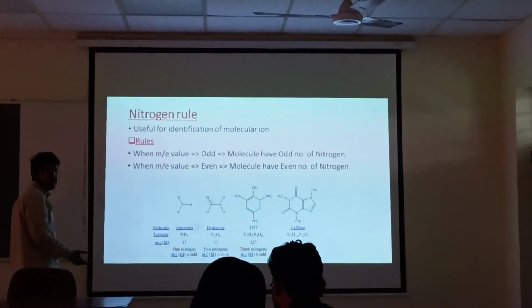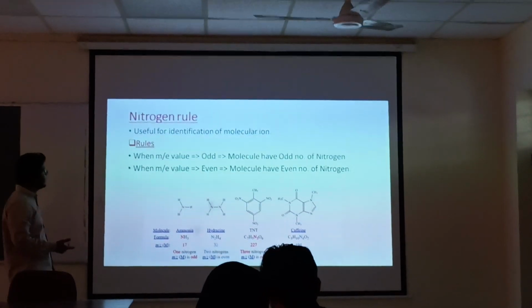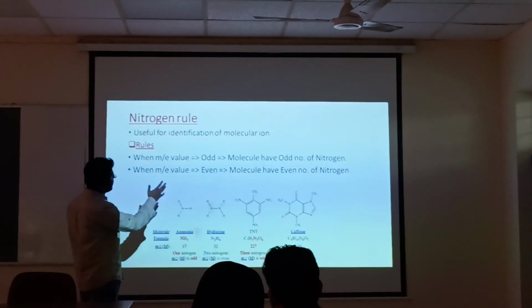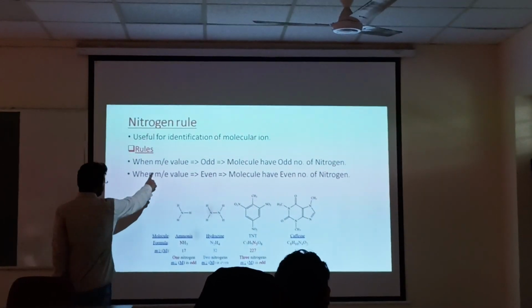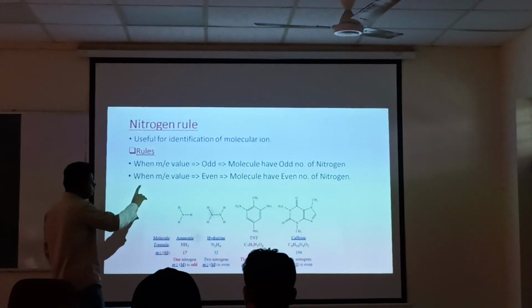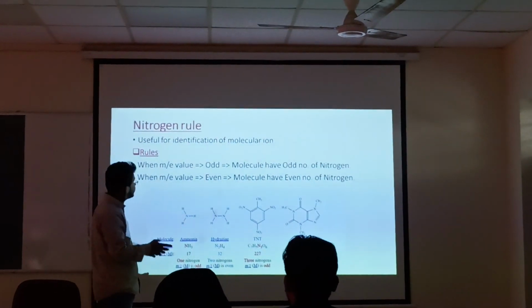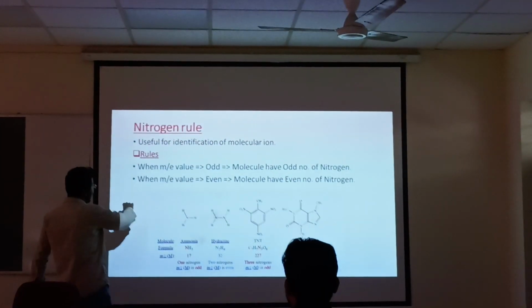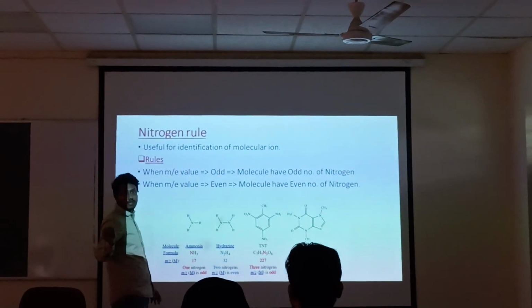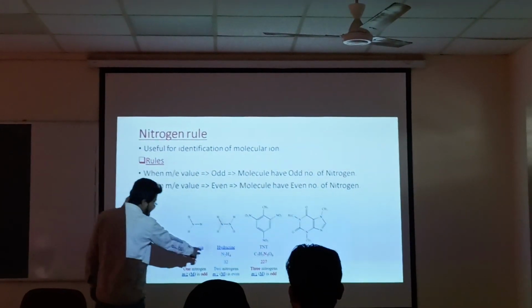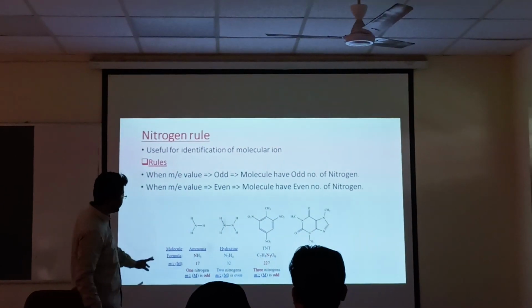The most important rule in this mass spectrometry topic is the nitrogen rule. It is used for the identification of the molecular ion. In this rule, we can say that if our m/z value is odd, the molecule has an odd number of nitrogens, 1, 3, 5, and when the m/z value is even, the molecule has an even number of nitrogens or no nitrogen. Here are some examples: ammonia, hydrogen, TNT, and caffeine.